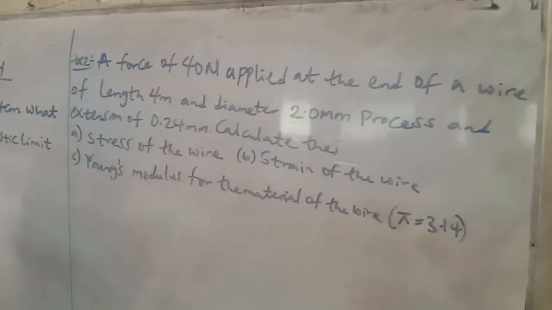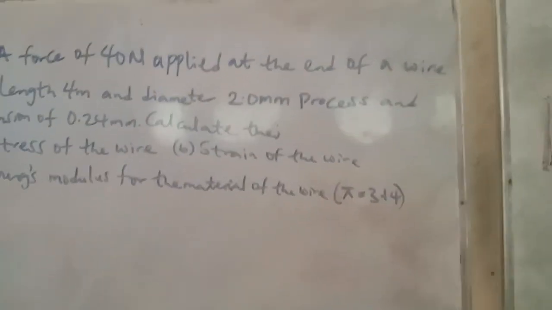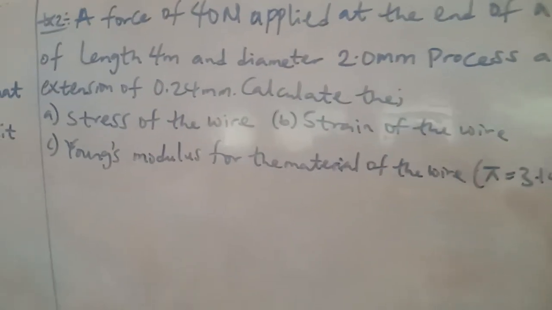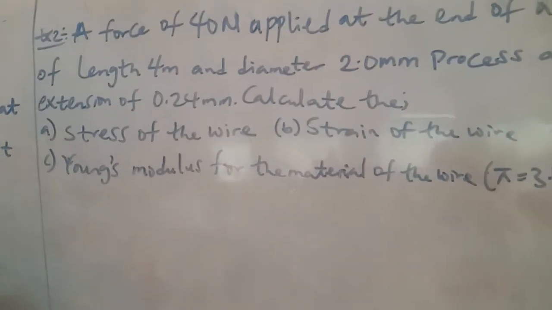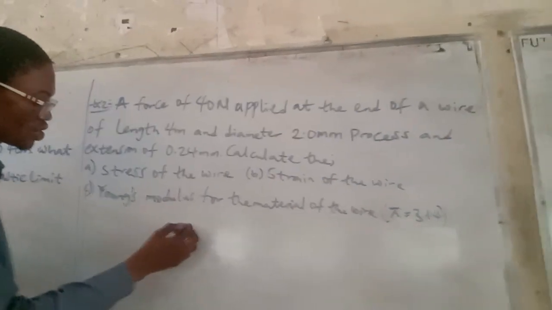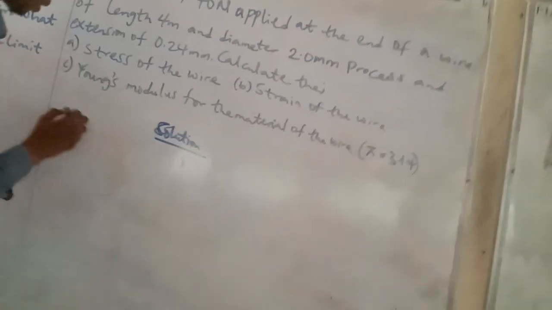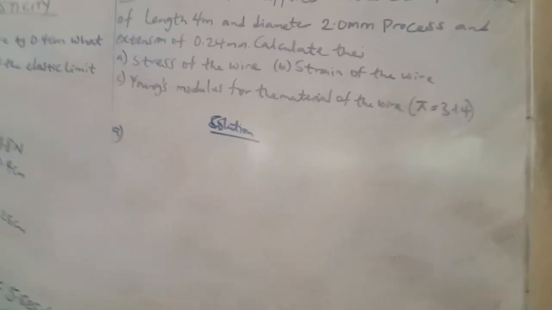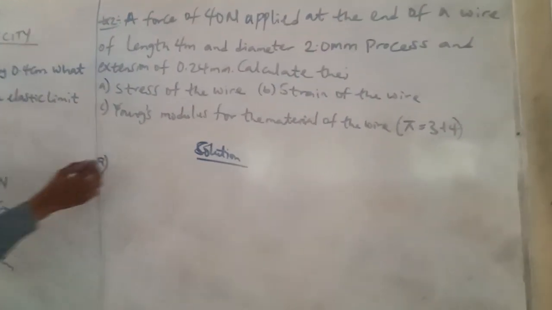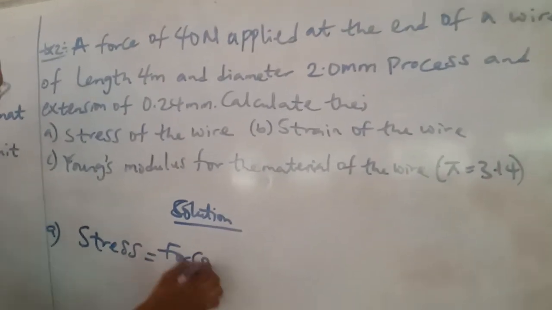Example. We have a force of 40 Newton applied to the end of a wire of length 4 meter and diameter 2.0 millimeter, which produces an extension of 0.25 millimeter. Now, they say we should calculate the stress of the wire. Let's solve. Solution: the stress of the wire. From the formula for stress, what do you know stress as? Our stress is force over area.